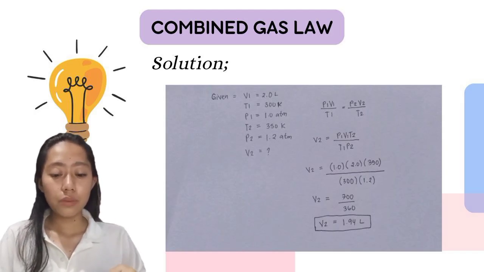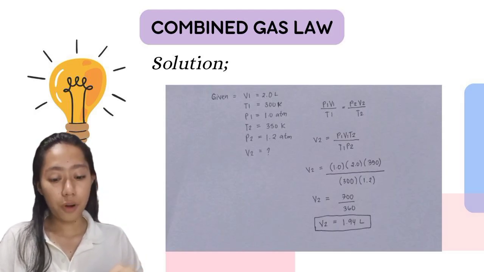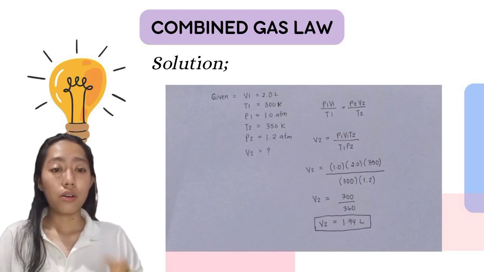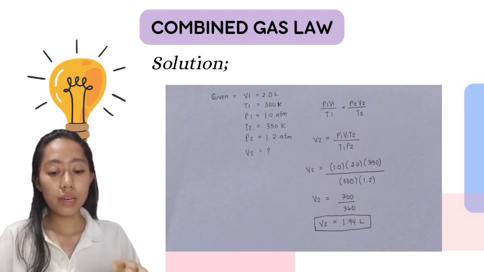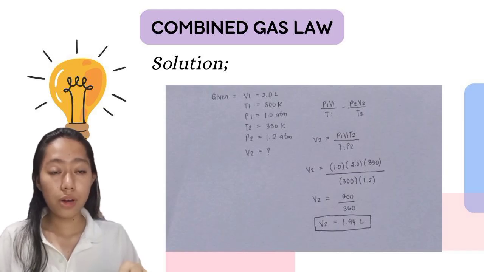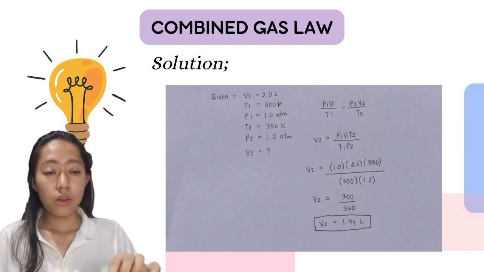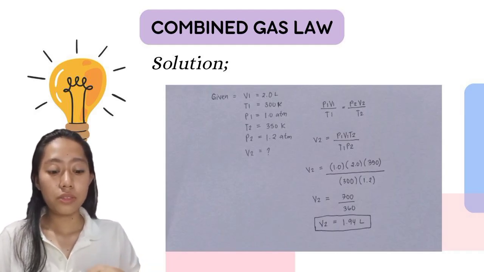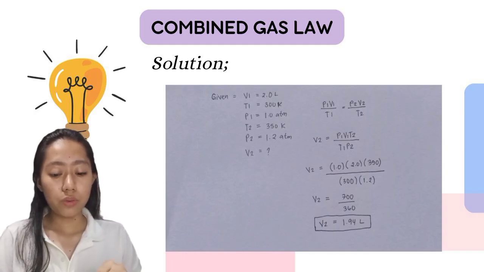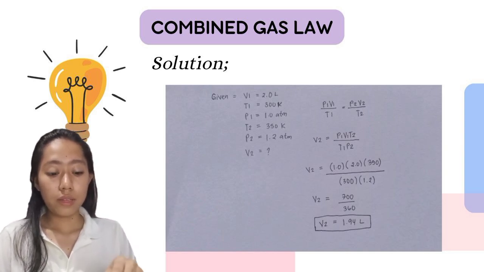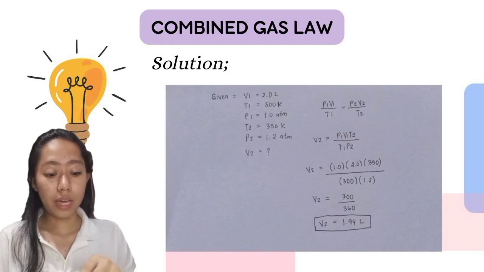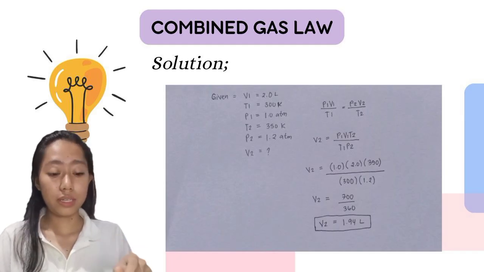So the next thing we're going to do is derive the formula. Our formula for the combined gas law is V2 is equal to P1 times V1 times T2 divided by T1 times P2. So we're just going to substitute the values. P1 is equal to 1.0 times V1, which is 2.0, times T2, 350, divided by T1, which is 300, times P2, which is 1.2.